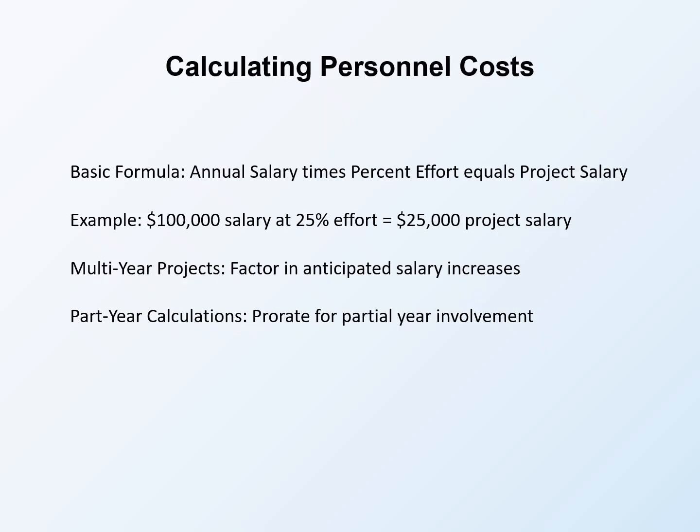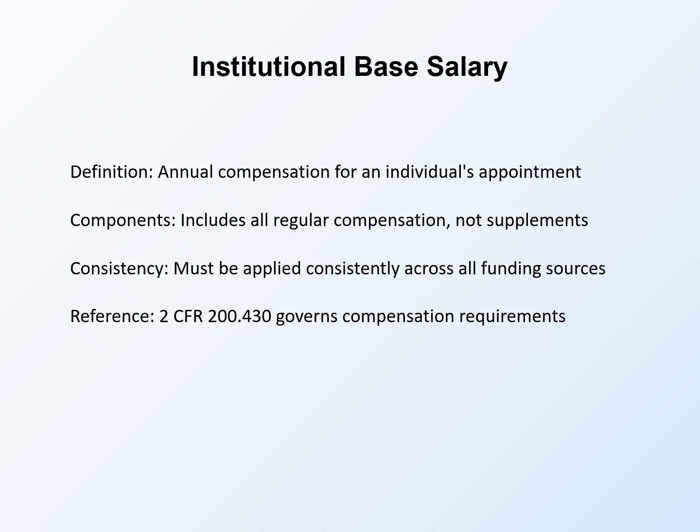Part-year calculations are needed when someone joins or leaves the project mid-year. If a researcher at 25% effort joins 6 months into the year, their charge for that year would be half of the full year amount. Prorate appropriately for any partial year involvement. Institutional-based salary is a critical concept for calculating personnel costs on federal grants. Understanding this concept prevents compliance problems and ensures accurate budgeting.